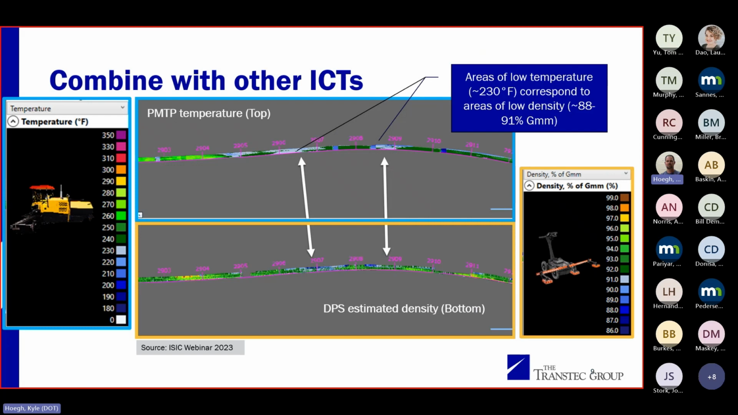Now let's compare that and add in more technologies. On the top, we're looking at our PMTP. On the bottom, we're looking at our density from our DPS, and they're almost like mirror images. Where our temperatures get really cold on our paver, our density gets low. It's not rocket science, we all know that. We all know how important these temperatures are with asphalt. But now we actually have the information, can see how often it happens, and then try to fix it. This is super common in a lot of the data we see. A lot of the trends I'm showing are reoccurring.